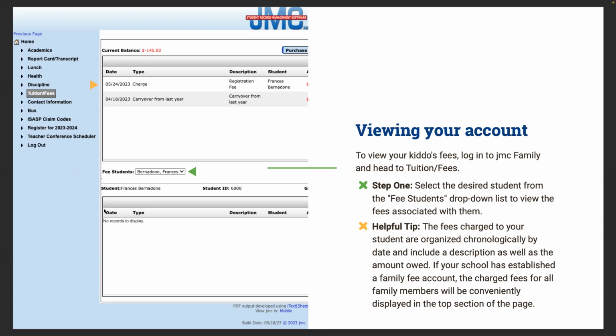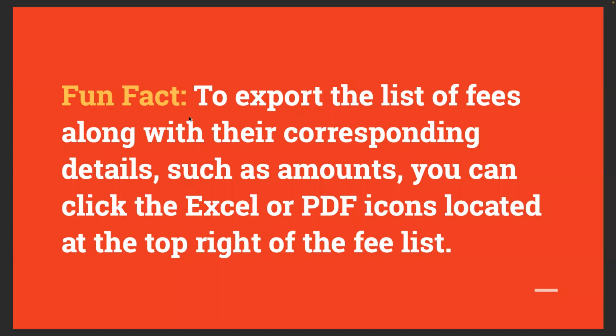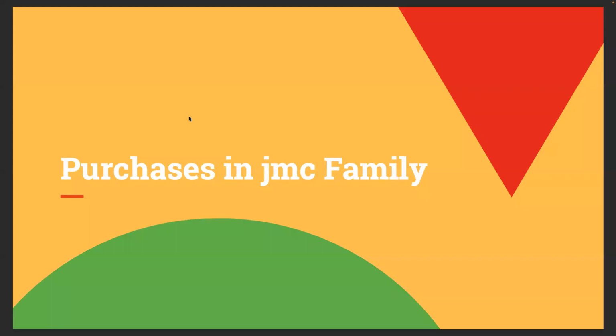So those fees by student come down here, you have to select each student. Whereas if they've been charged on that family fee account, they just all populate up at the top, making it really easy to get a whole view of your whole family. Fun fact, to export the list of fees along with their corresponding details such as amounts, you can click the Excel or PDF icons located at the top right of the fee list.